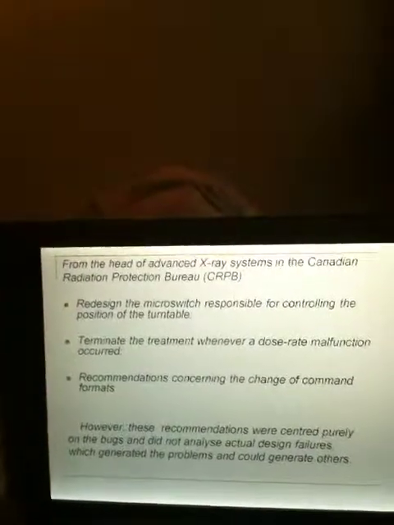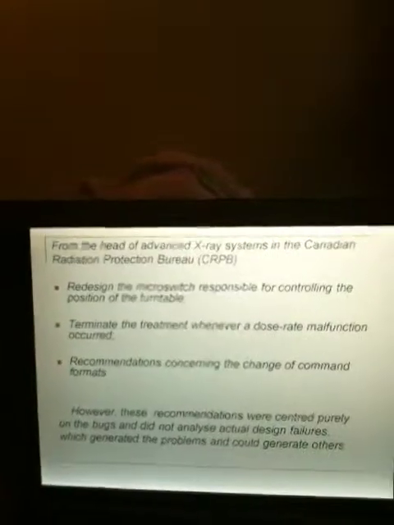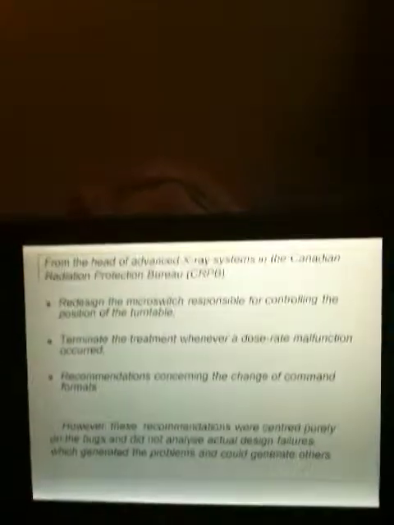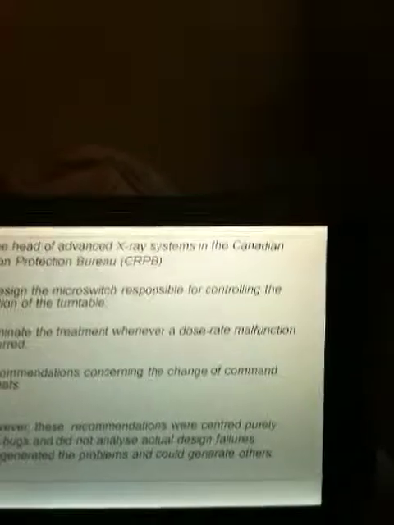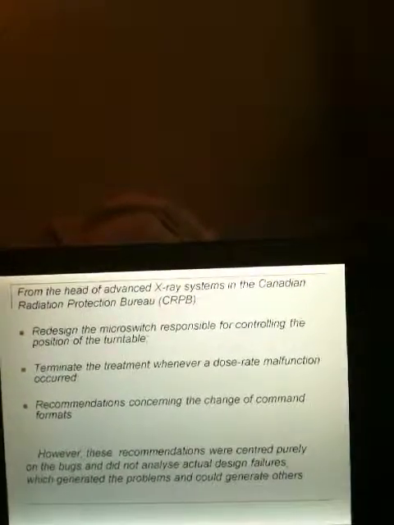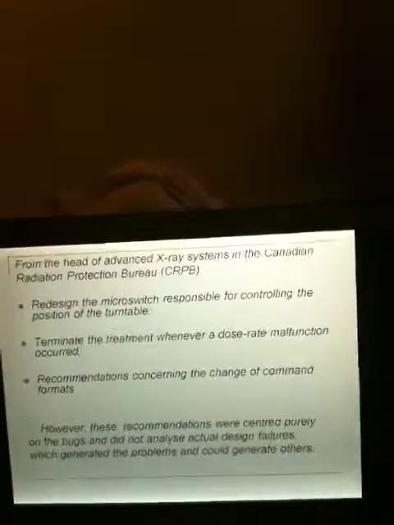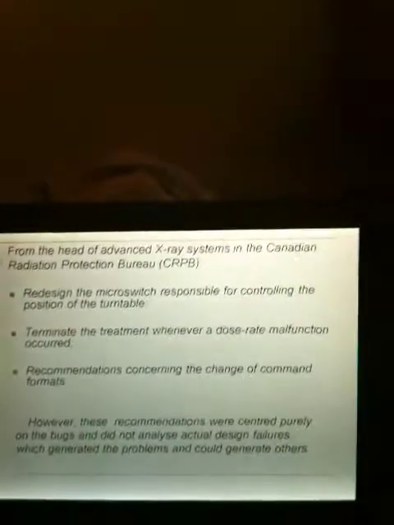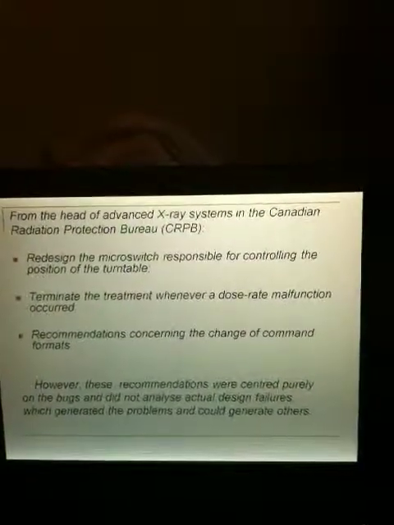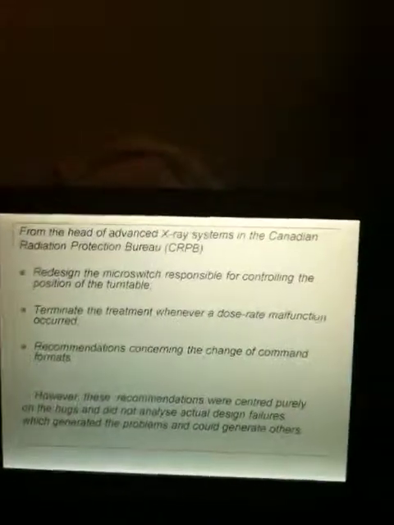The second one was to terminate the treatment whenever a dose rate malfunction occurred, in order to prevent obvious overdoses. And the third one was some recommendations concerning the change of command format, so that, for instance, a treatment cannot be proceeded after a bug by simply pressing a P key. However, these recommendations were purely centered on bugs and did not concentrate on changing the software design in order to prevent future and different bugs.